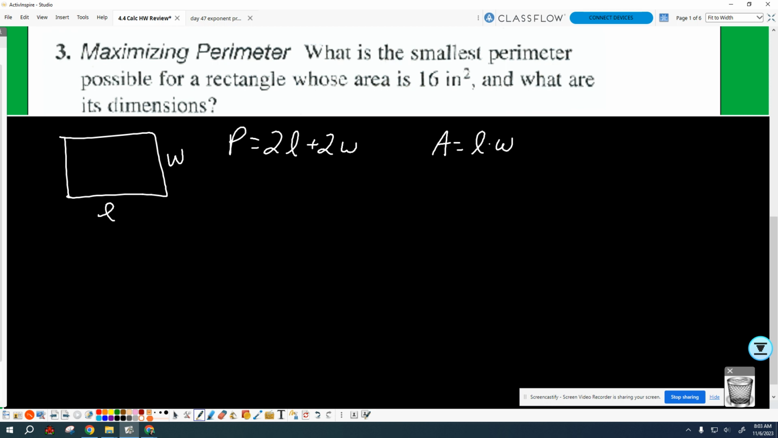Okay, guys, suggestion, first thing, maybe just draw your picture. The other one with the numbers, we didn't have a picture, but this one, they're asking about a rectangle. Hadley said she did perimeter 2L plus 2W and area length times width. Area is fixed at 16.